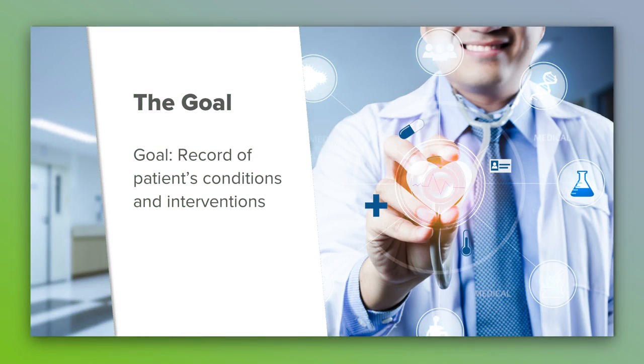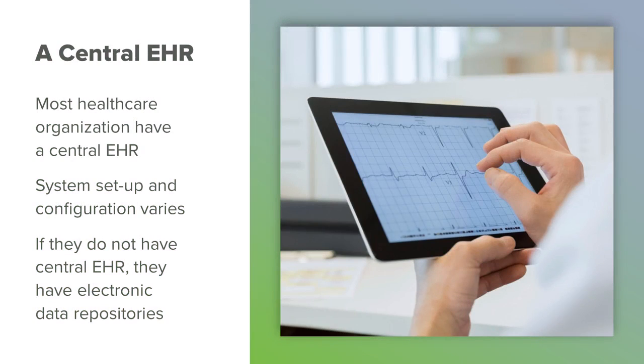Overall, the main objective of collecting data is for the provider to have a record of what conditions and interventions patients experienced. Most healthcare organizations now have some sort of central electronic health record, yet a few do not. Of those organizations that have electronic health record systems, the system setups and configurations often vary. Organizations such as hospitals can have varying degrees of administrative systems that they use for other business needs. Some healthcare organizations do not have a central electronic health record, but they may have electronic data repositories based on other aspects of business processes. These can all be leveraged and mined for data.